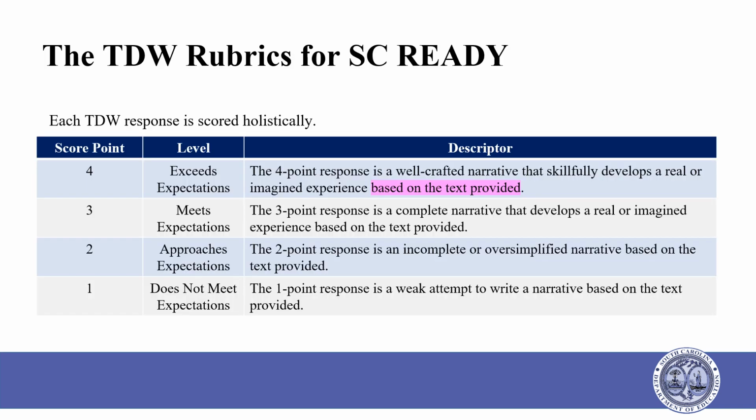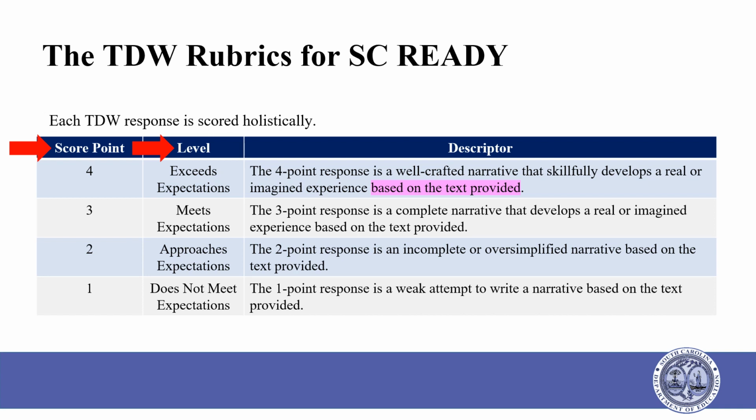The cover page of each SC Ready rubric contains information about holistic scoring and provides teachers with a score point, a level, and an overall descriptor of that level. This sample is from the grades 3.4 TDW rubric to convey an experience. Score point. The TDW item for SC Ready is worth 4 points. This will not be multiplied as it is for TDA. It will only be 4 points of the assessment.